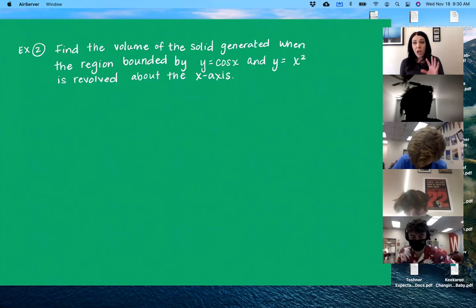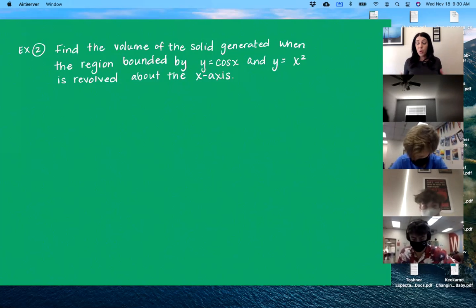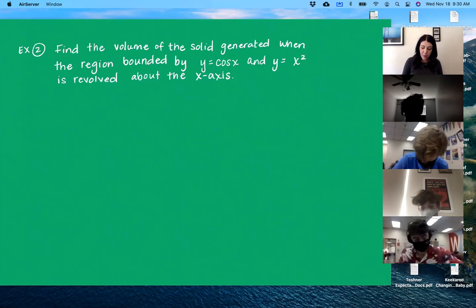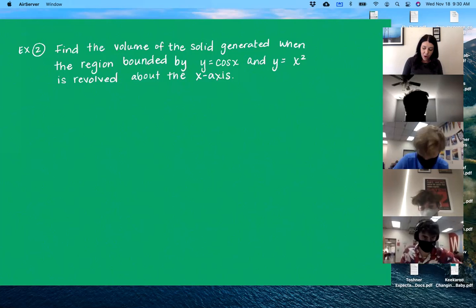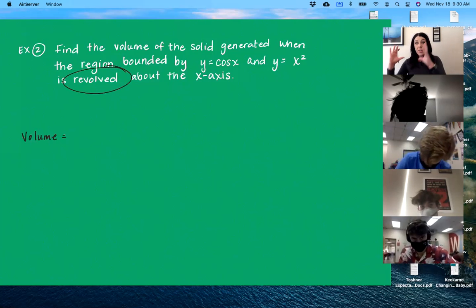So before we touch our calculators at all here, we should remember how to set up this equation, because if this is FRQ, this setup is where so many of the points are going to come from. So we are going to set up the bones of our equation. We're going to have volume equals, since we have this word revolved, we know that that's pi integral of something squared minus something squared.